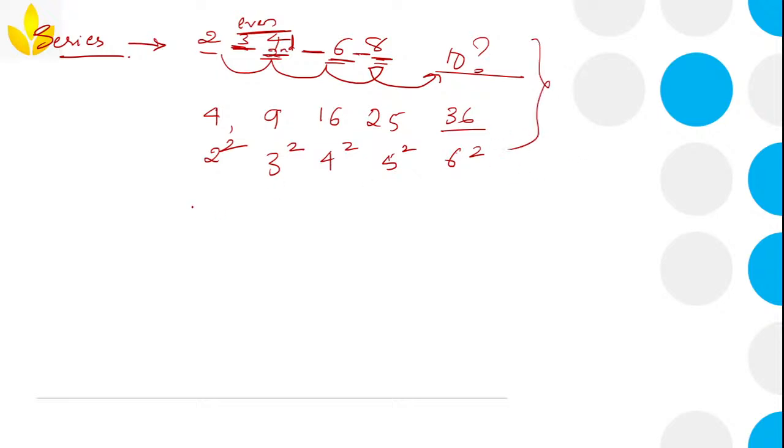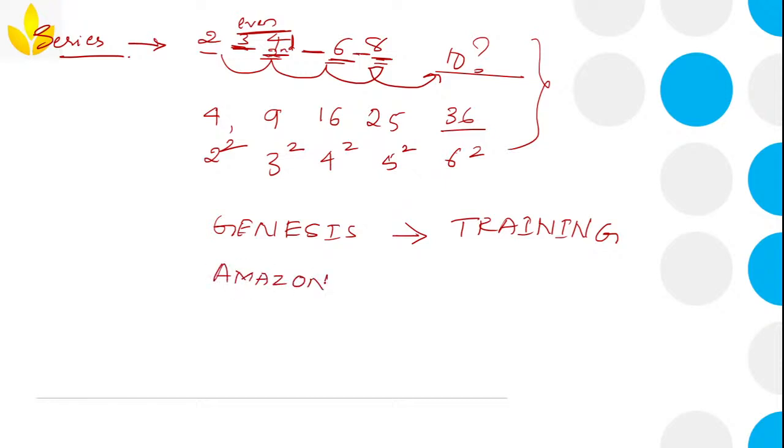Similarly, when it comes to coding and decoding, for example, Genesis is coded as trading. How are you going to code Amazon is the question. You have to answer this based on the given example. It can be any code.